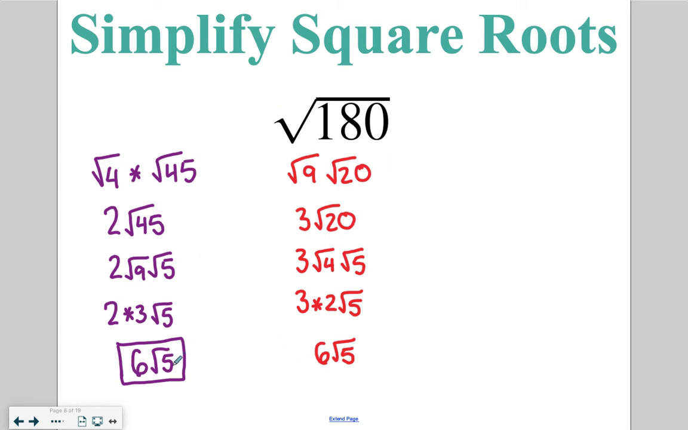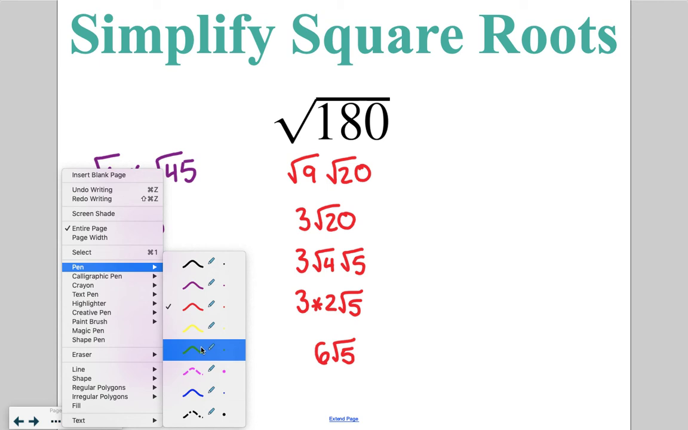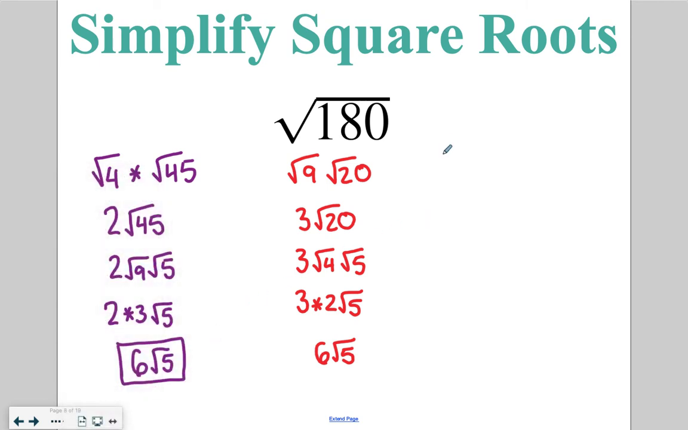If I come back to the top one more time, 180 can also be divided by 36, which is another number on our list.